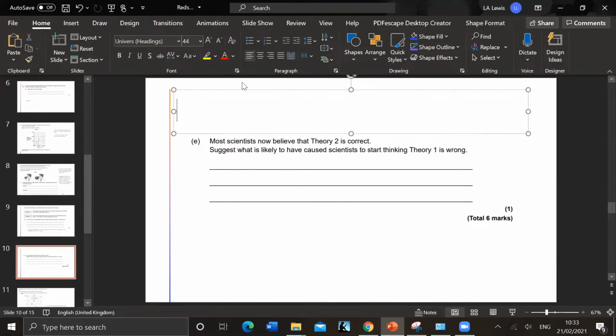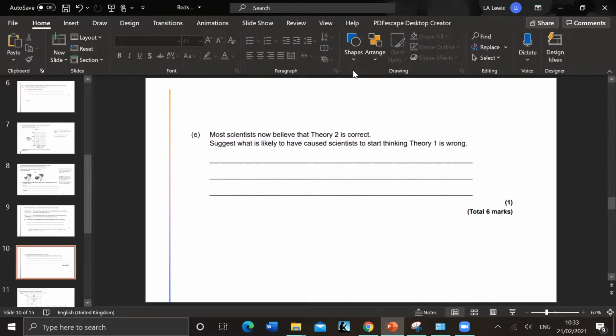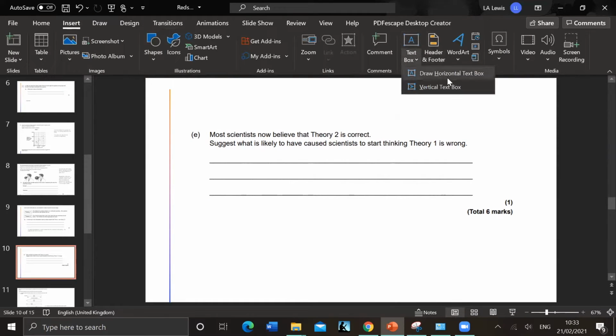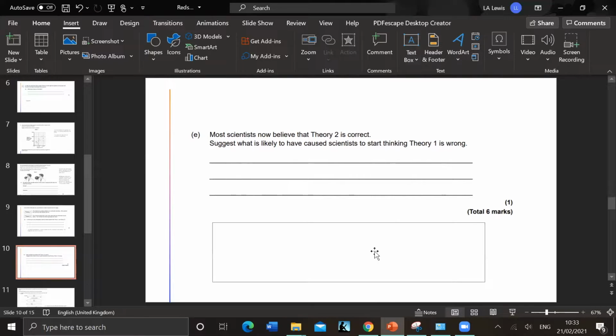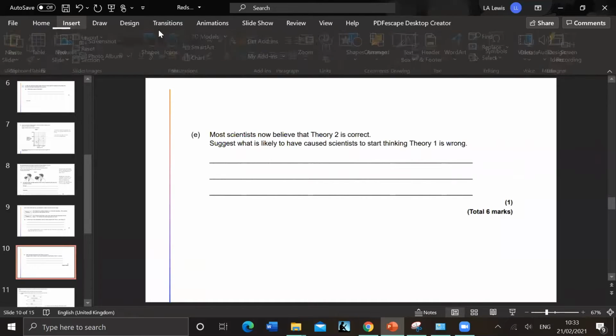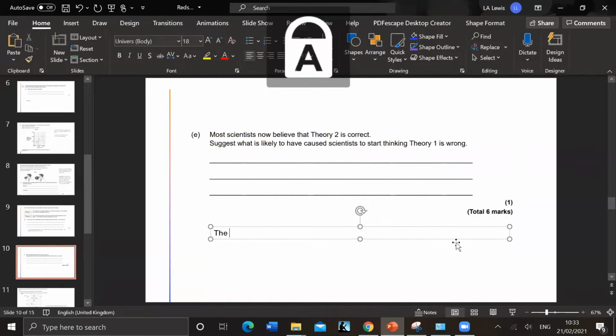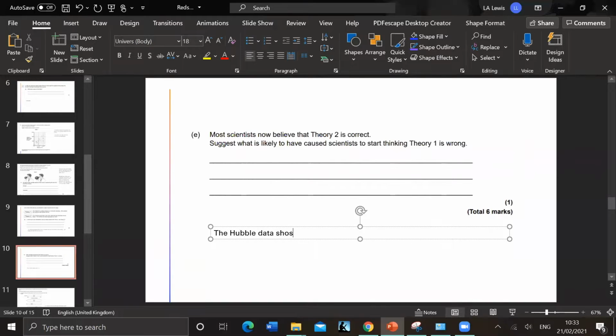Most scientists now believe that theory 2 is correct, so the Big Bang. Suggest what is likely to have caused scientists to think theory 1 is wrong. I'm going to give you 2 things here, okay? So the data from the Hubble, do you remember it showed there was a zero point, I pointed out. So that's one thing. Okay, let's put a text box in. So the Hubble data still shows, doesn't it, that the universe started from a point.